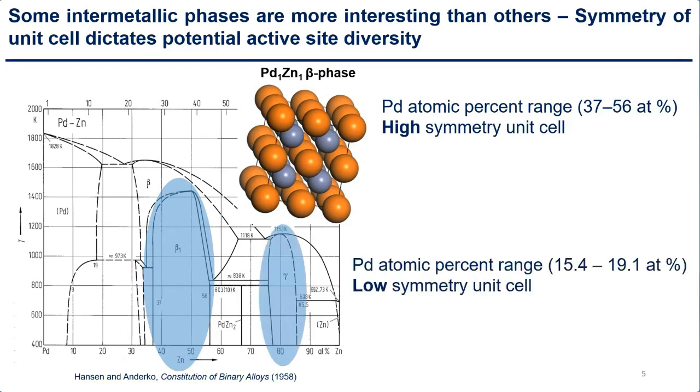The second one is more rich in zinc in terms of composition, and this is referred to as the gamma brass phase. This will be the predominant phase that we will discuss during the rest of today's lecture. But you can see it has a much lower palladium composition, only between 15.4 and 19.1 atomic percent. But what I will demonstrate is that subtly tuning that stoichiometry between 15 and 19 atomic percent will have stark impact on the catalytic activity and selectivity. So from here on out, I'm going to discuss only the gamma brass phase, and the next thing we need to do is describe that gamma brass phase.